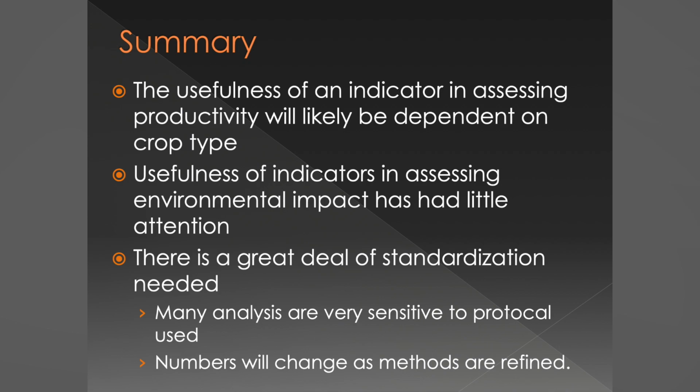Another thing is that we're always going to need some context with respect to the sample time, whether spring or fall or winter or summer, the cropping history, the fertility, soil type, etc., to understand some of these variables that are so very dynamic, particularly the biological ones. The usefulness of the indicator in assessing productivity, like I say, will be dependent on crop type. Usefulness of the indicator in assessing environmental impact has had little attention, in my opinion, just like Nathan said. There's a lot of work to be done on environmental impact assessment and how they interact with some of these variables.